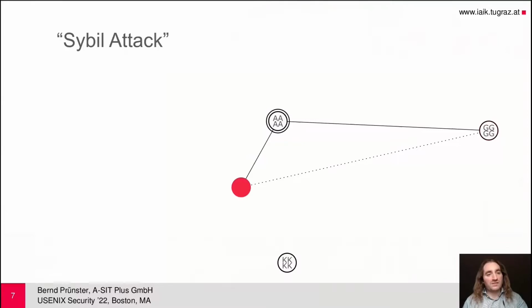So that's what's called a Sybil attack, and that works because all you know is identifiers and not whether these identifiers are actually owned by distinct entities. And this is, of course, devastating for any peer-to-peer network.